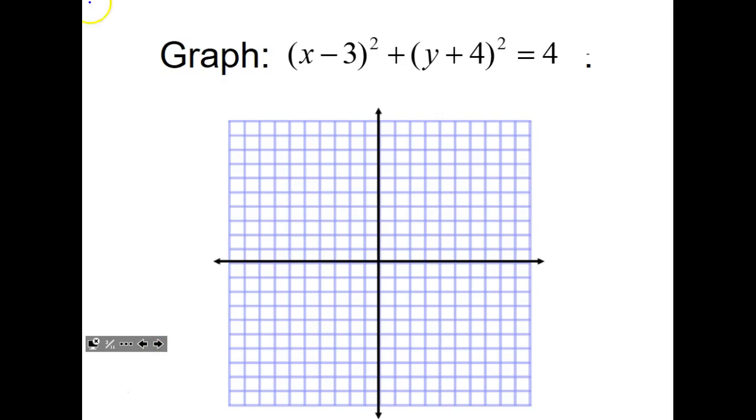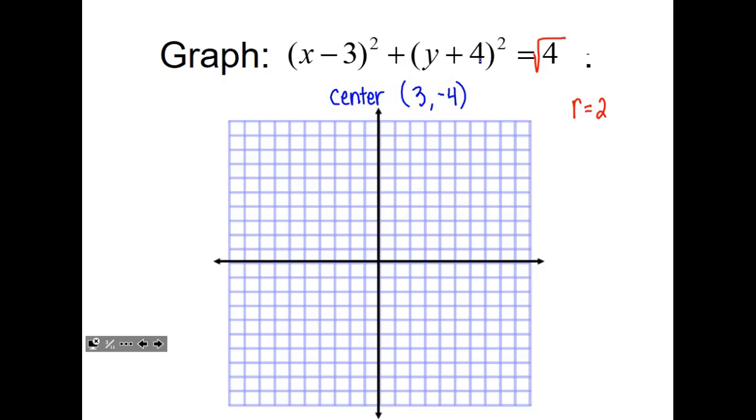So if I have this equation right here and I'm asked to graph this circle, then I know that the radius of this circle is going to be the square root of 4, because that's my radius squared. So the square root of 4, my radius here is 2. And then my center will be at, I'm going to use the opposite sign here, so 3. And then opposite sign here, negative 4.